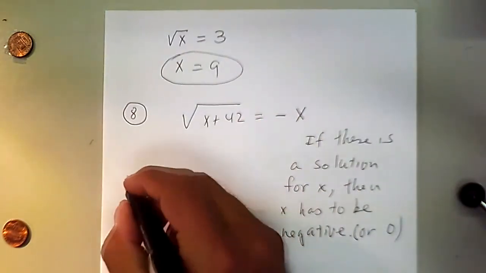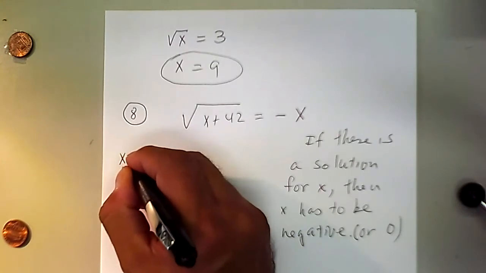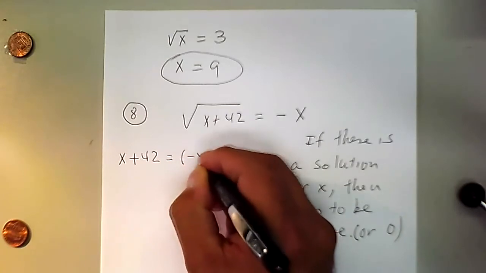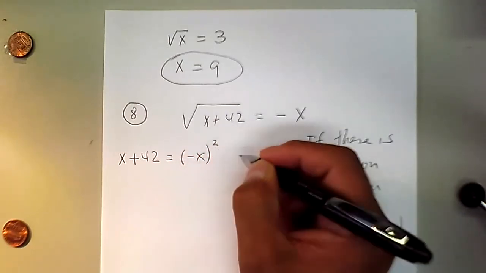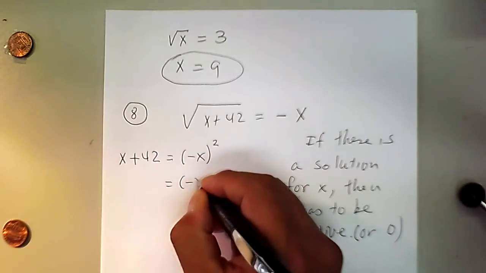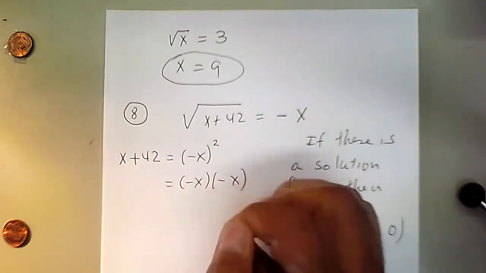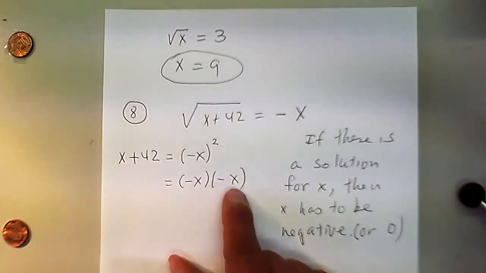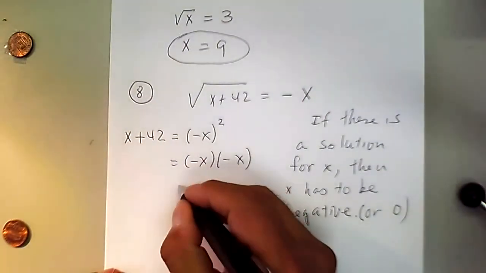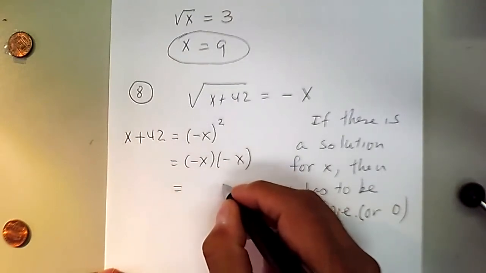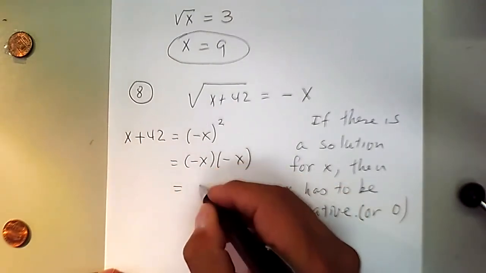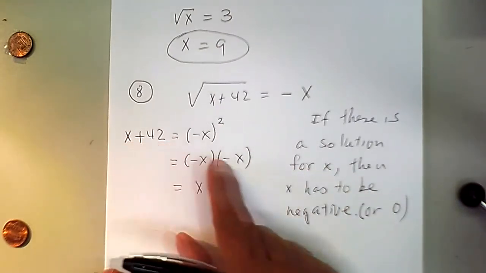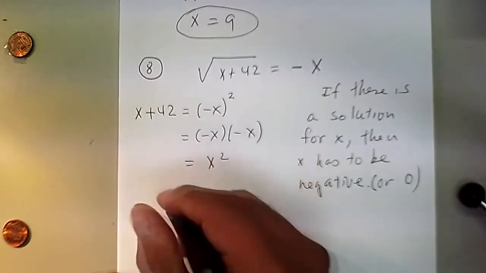Square both sides. So x plus 42 equals negative x squared, which of course is negative x times negative x. If you're in doubt, just spell it out. Spell out what the squaring is. And then we realize quickly there's 2 negatives. And what is that equal to? Oh, of course, x squared. So if we move the other 2 terms to the other side of the equation, we get a new equation.